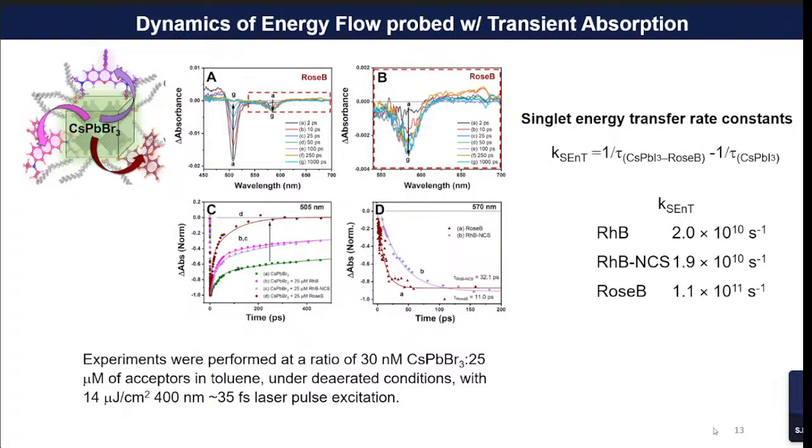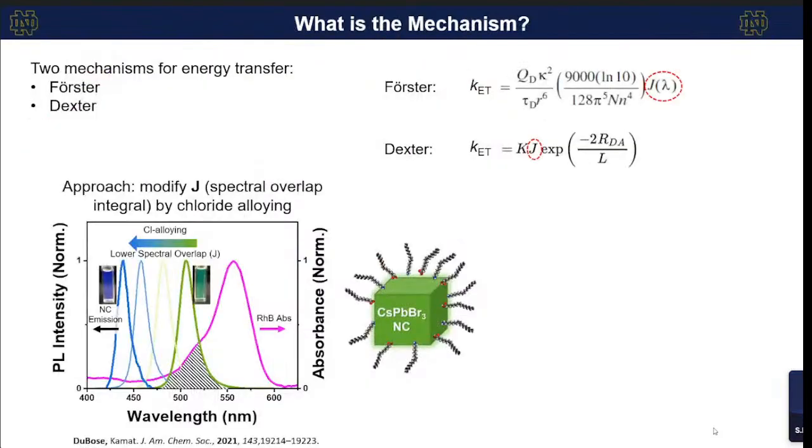Still quite high, of the order of 10 to the 9. So the way it binds, Rose Bengal is one of the much stronger binding agents. So it's coupled very strongly. As a result, we see this. So we also wanted to ask, what is the mechanism?